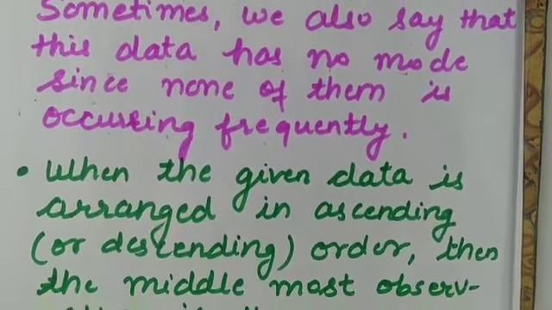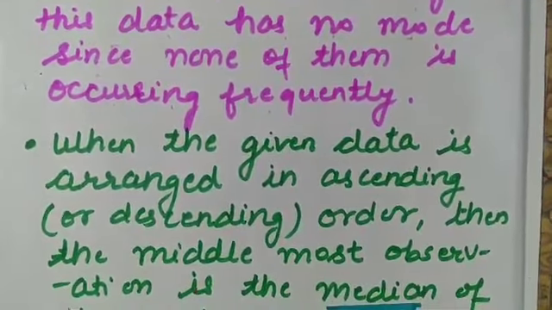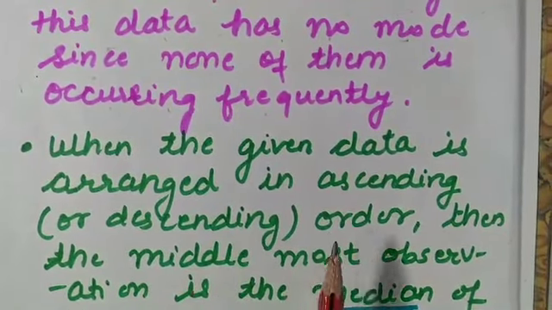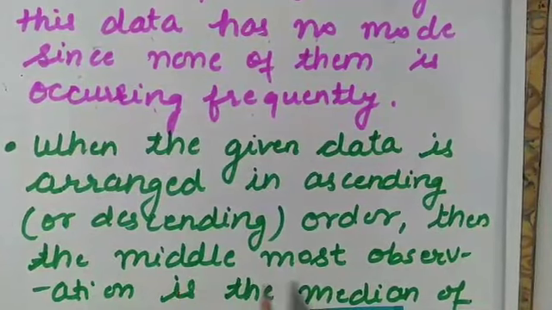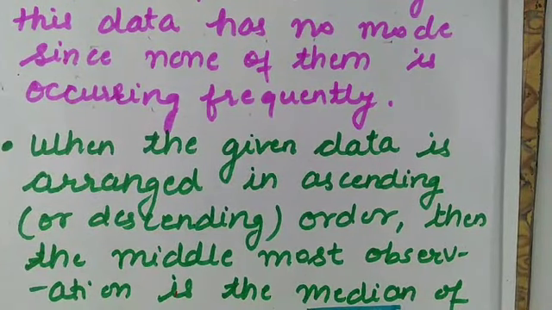Next one is, when the given data is arranged in ascending or descending order, then the middlemost observation is the median of the data. This also we have learned, that is how to find the median. First you have to arrange the data in ascending order, then the middlemost observation is the median of the data.